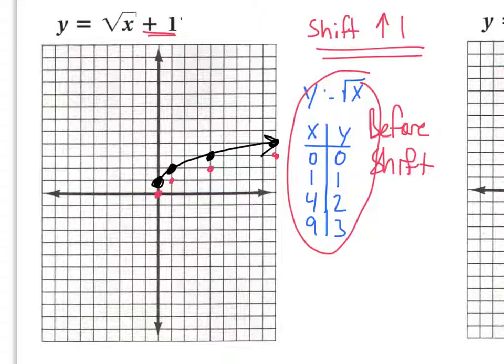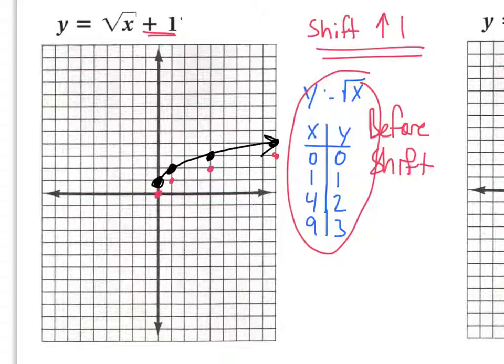Questions? No questions on this one, are we sure? So if it was inside the radical, it would be left or right? If it was inside the radical with the x, then it moves us left and right. Yes.